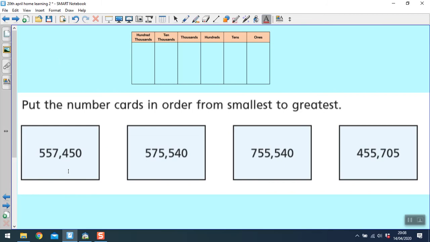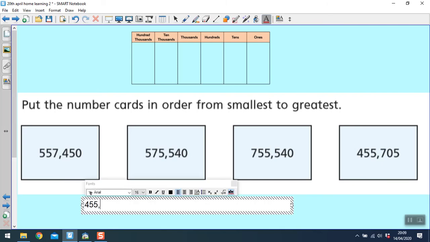Okay, smallest first. I can see this one's only got 4 hundreds of thousands. So I'm now comparing these. There's 5 hundreds of thousands, 5 hundreds of thousands, 7 hundreds of thousands. I need to compare these two. This has got 5 tens of thousands. This has got 7 tens of thousands. So this number, 557,450, is smaller. And then 575,540 is bigger. And the biggest number is 755,540.